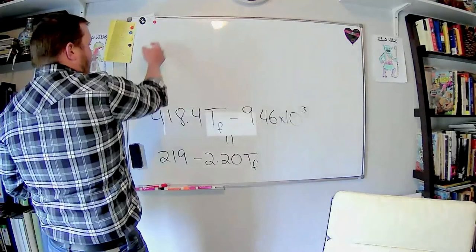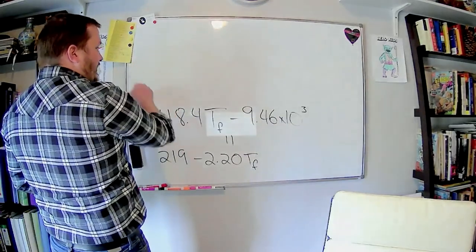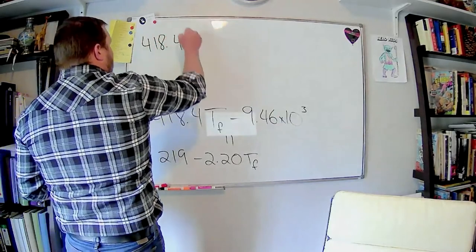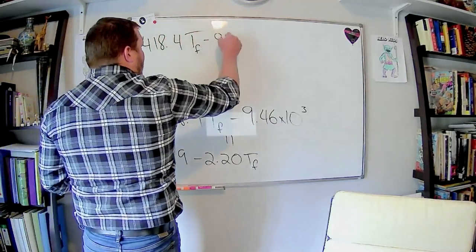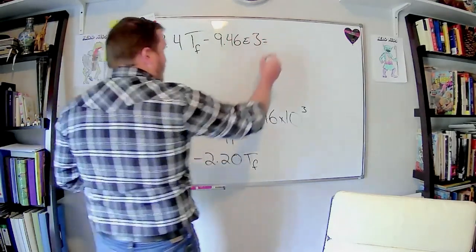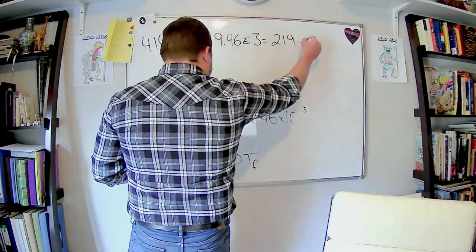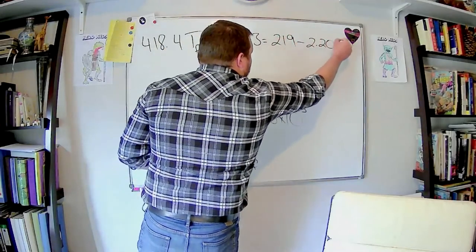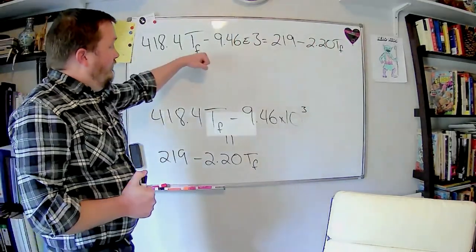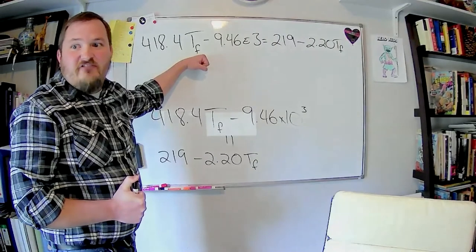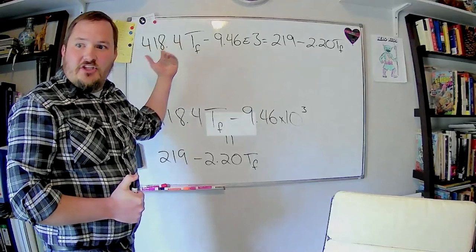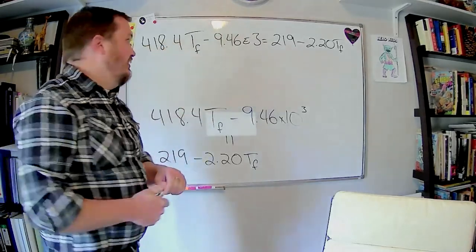explain it. So now I'm just gonna rewrite this: 18.4 TF minus 9.46 times 10 to the 3 equals 219 minus 2.20 TF. Now to solve this for TF, we want to get TF by itself. So everything that has TF goes on one side of the equation, everything without TF goes to the other side of the equation.